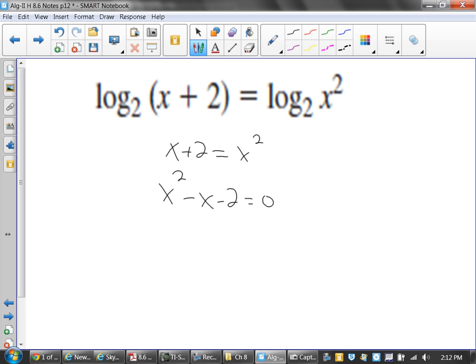What do you have to do? Negative 2. What times what is negative 2 and adds to negative 1? Negative 2 and 1. So, what are your zeros? 2 and negative 1, which means you have 2 possible solutions there, correct? What do you have to do to see if both solutions work, only one of the solutions work, or neither of the solutions work? Plug and chug.